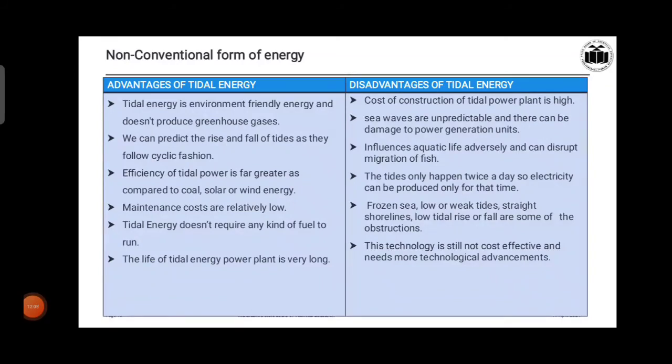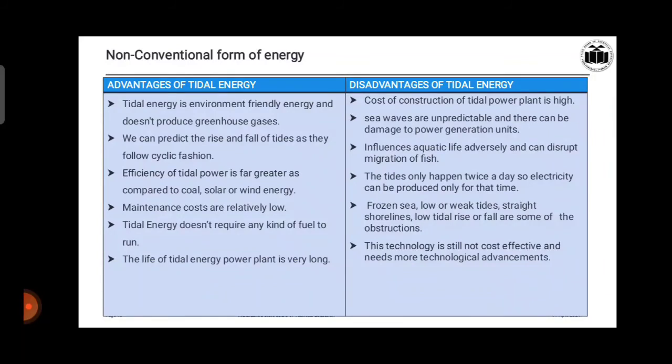Tidal energy is environment friendly energy and doesn't produce greenhouse gases. Very important advantages. We can predict the rise and fall of tides as they follow a cyclic fashion. Efficiency of tidal power is far greater as compared to coal, solar or wind energy. Maintenance costs are low. So these are the different types of advantages.